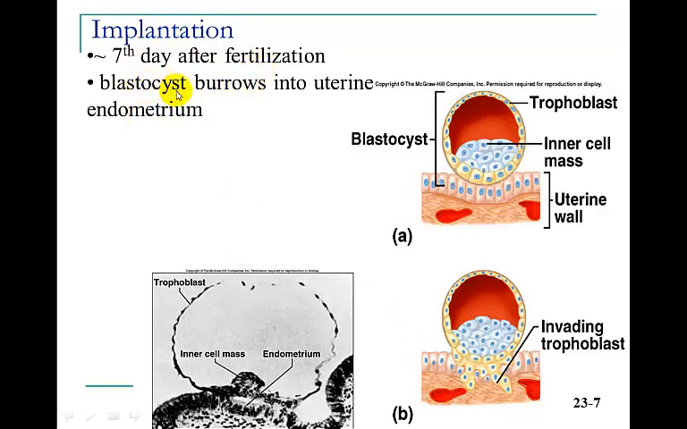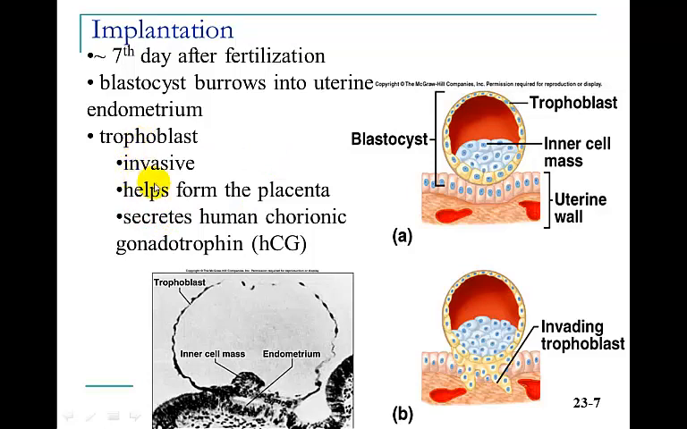And that initial blastula or blastocyst, the trophoblast layer, is, many people use the word parasitic to describe it. If this is the uterine wall where the endometrium is, it literally breaks down the cells in the area and it invades. You'll notice the word invading. It literally invades into the endometrium.